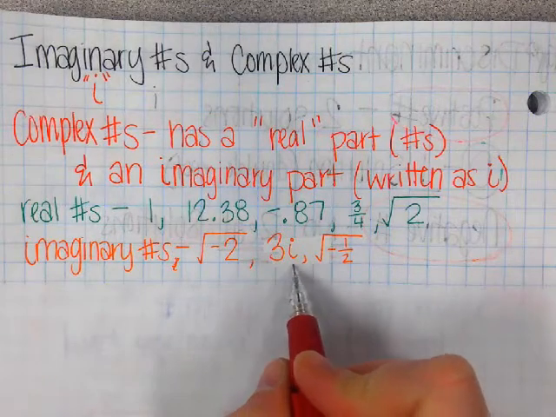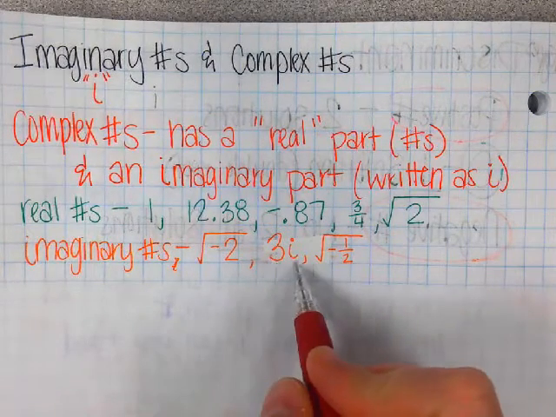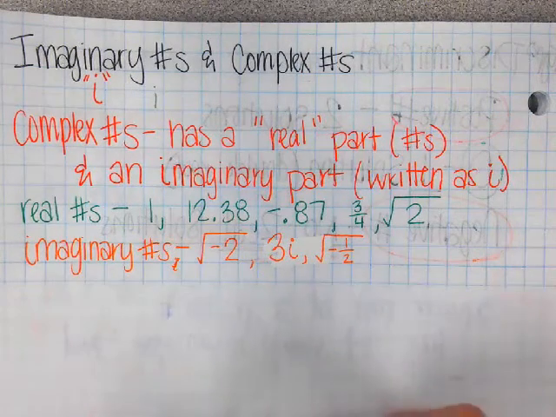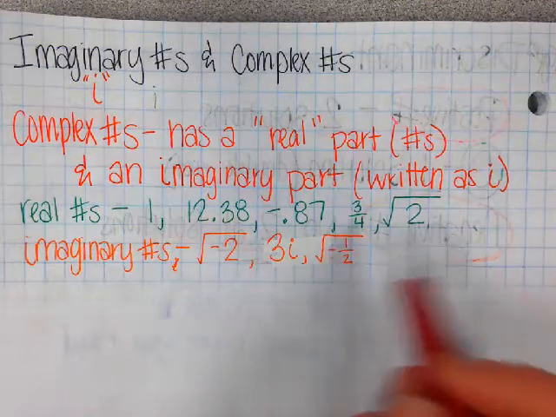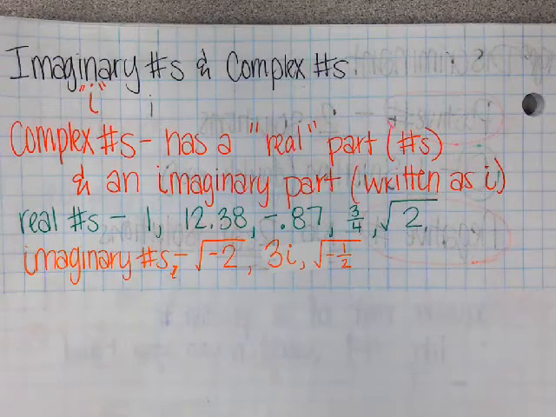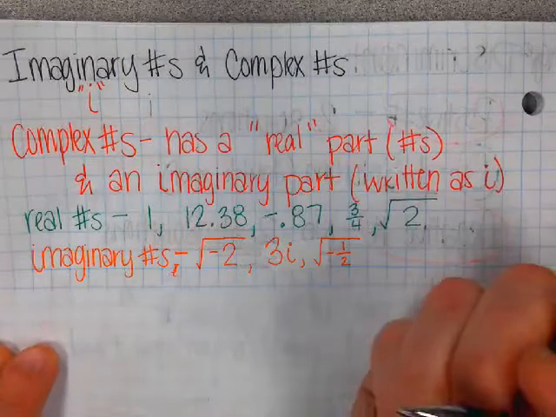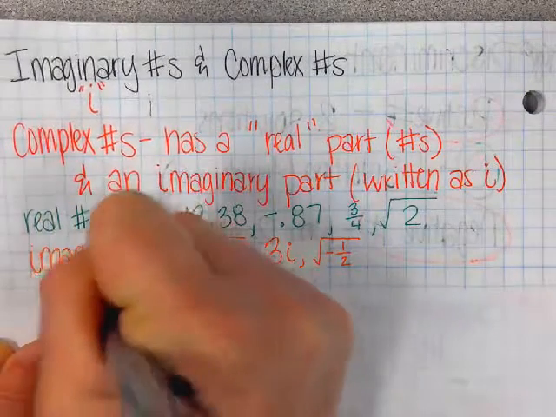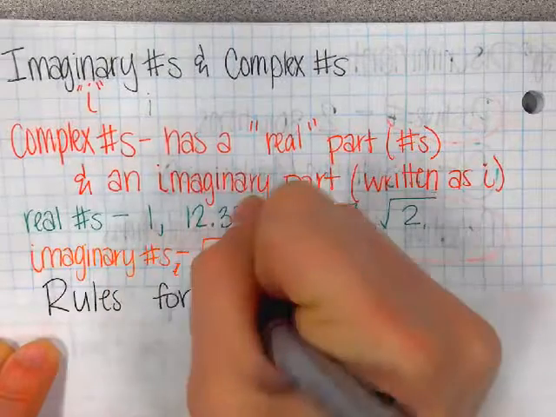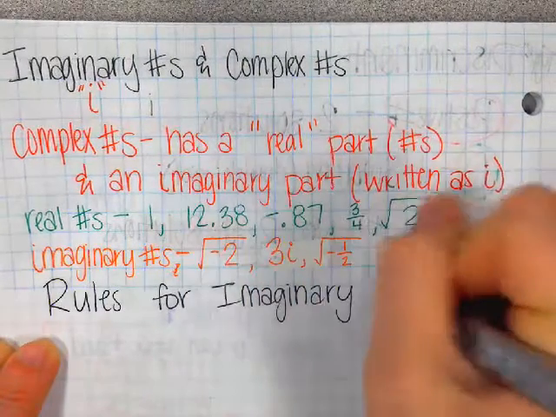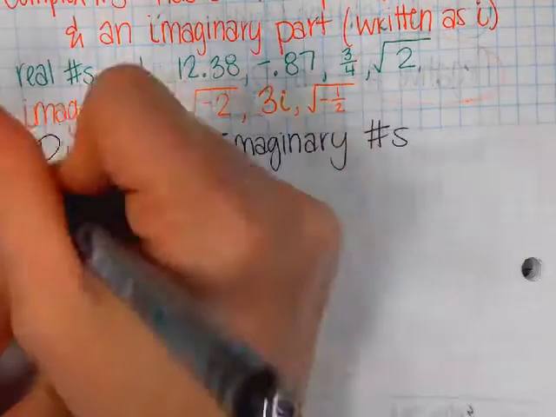So 3i is the same thing, an imaginary number. And the square root of -1/2 is going to result in an imaginary number. The biggest thing you need to remember when talking about imaginary numbers are the rules. There are 2 main rules for imaginary numbers, and these are just things you have to remember. There's not really a trick.